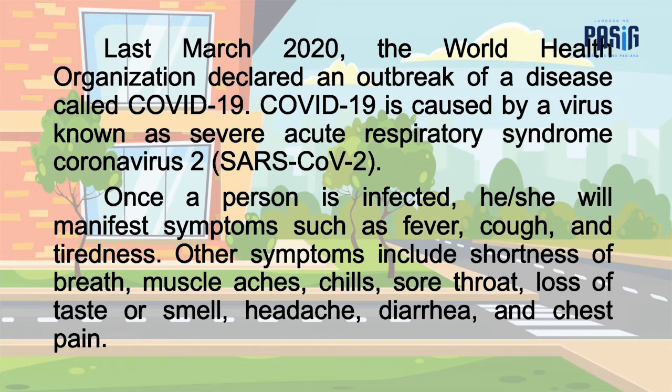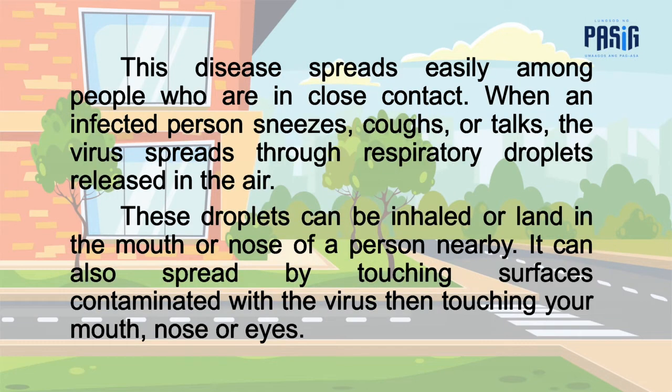Other symptoms include shortness of breath, muscle aches, chills, sore throat, loss of taste or smell, headache, diarrhea, and chest pain. This disease spreads easily among people who are in close contact. When an infected person sneezes, coughs, or talks, the virus spreads through respiratory droplets released in the air. These droplets can be inhaled or land in the mouth or nose of a person nearby. It can also spread by touching surfaces contaminated with the virus, then touching your mouth, nose, or eyes.